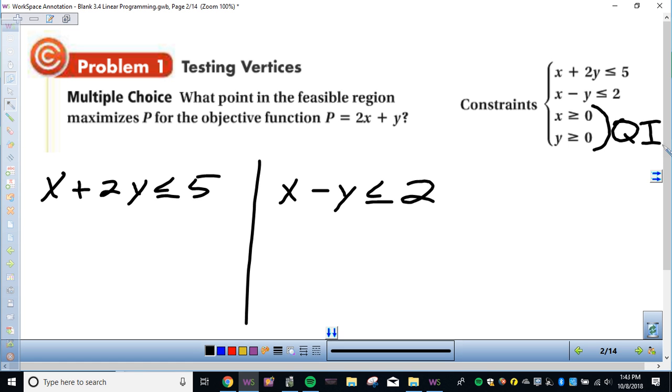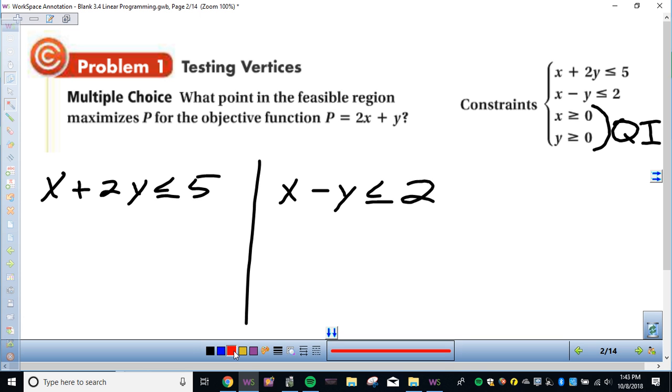If you think about the graph of x is greater than or equal to 0, that is the y-axis. It crosses the x-axis at 0. So x is greater than or equal to 0 is a vertical line. Y is greater than or equal to 0 is a horizontal line because it crosses the y-axis at 0. So y is greater than or equal to 0 is actually the x-axis, and x is greater than or equal to 0 is actually the y-axis.